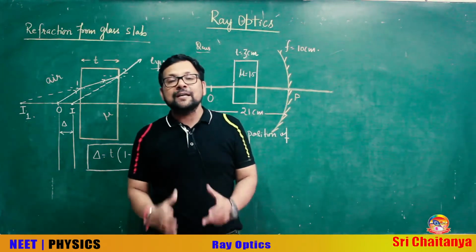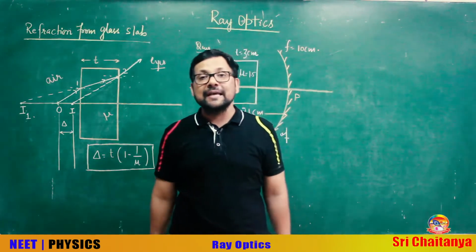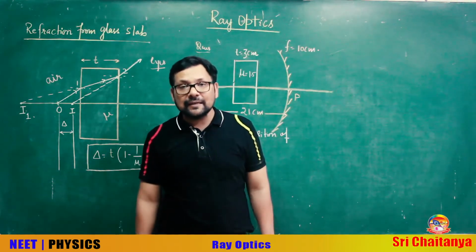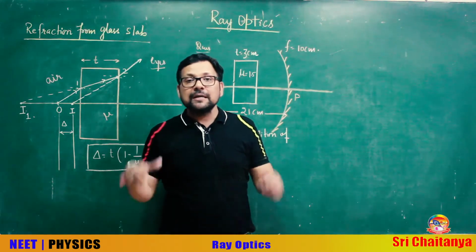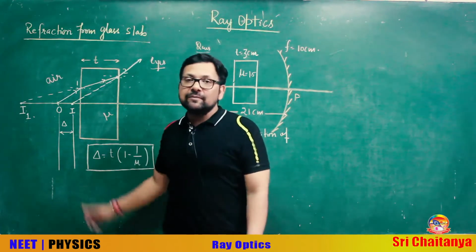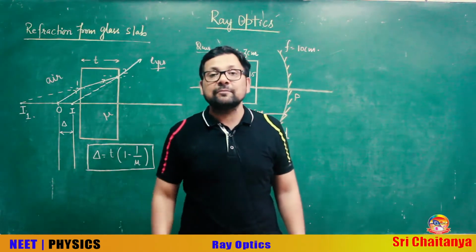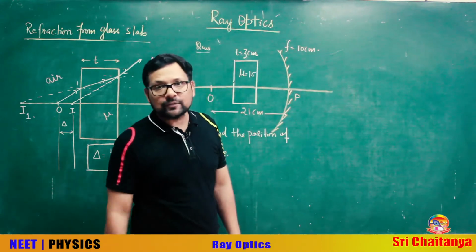Basically, what kind of optical device is the glass slab? This is a shifting device, shifting the object from its position towards the denser one. If the glass slab is denser, towards it. If the glass slab is not denser, then away from it. Now we will see a numerical on this basis.